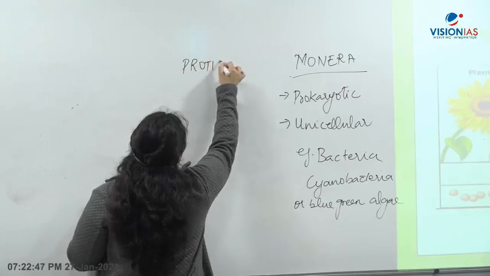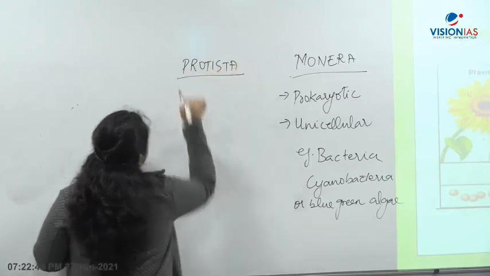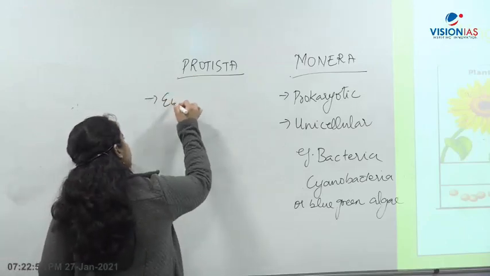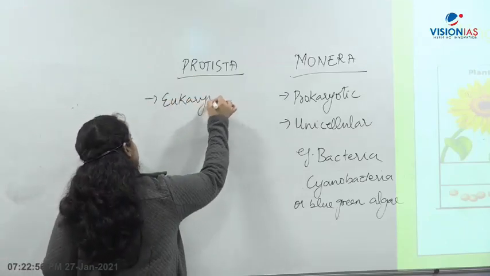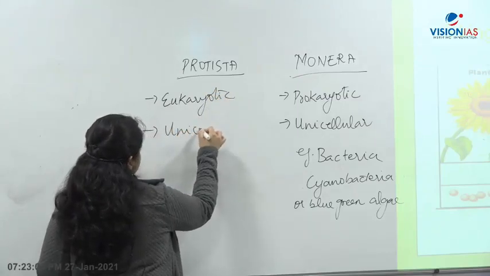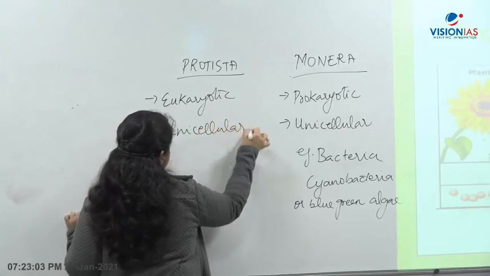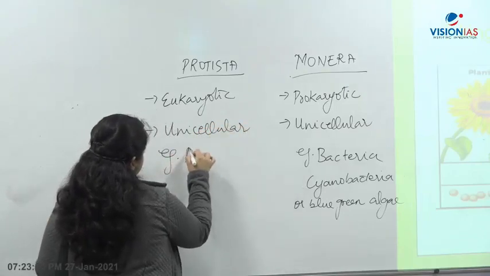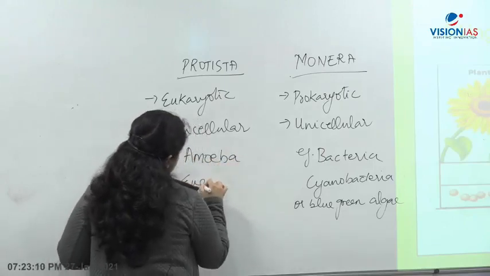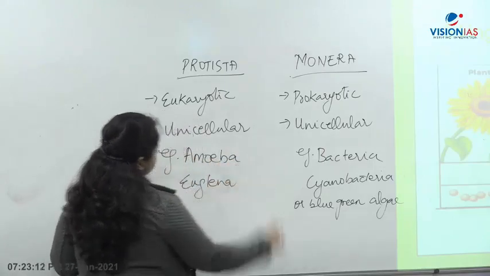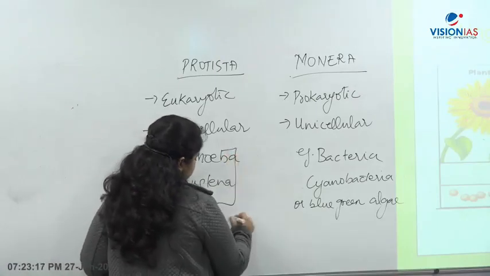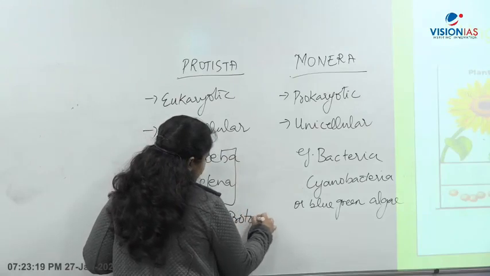Then the next one is protista. Protista are eukaryotic, but they are also unicellular. An example, amoeba, euglena. These organisms are also called protozoa.